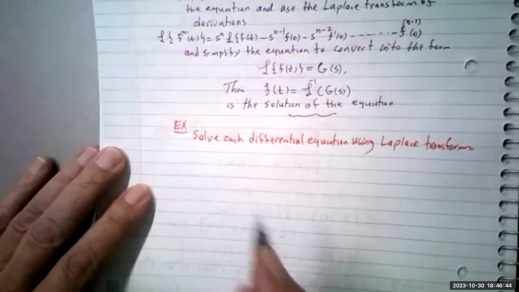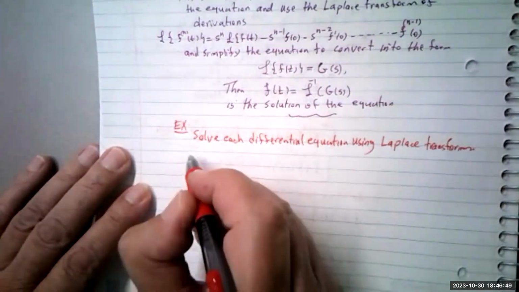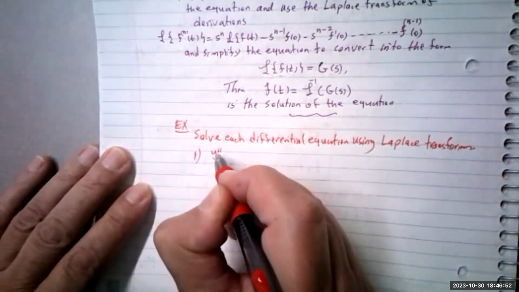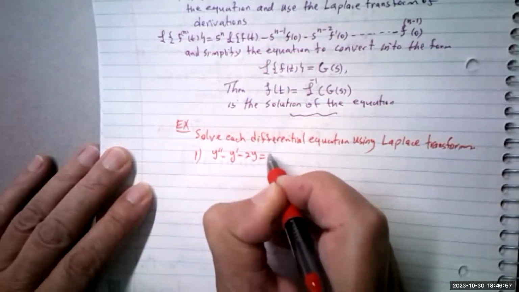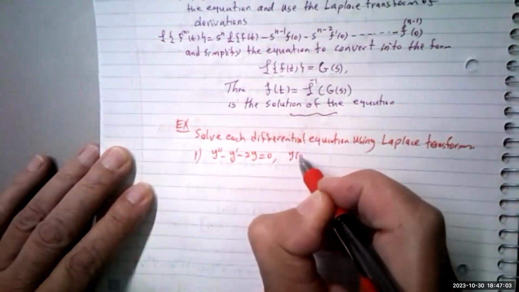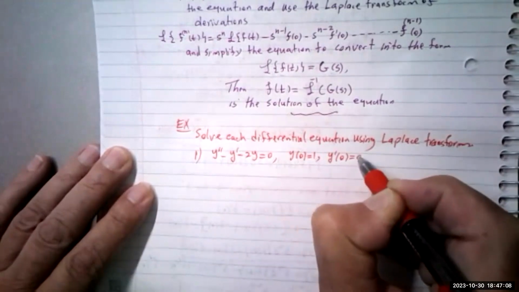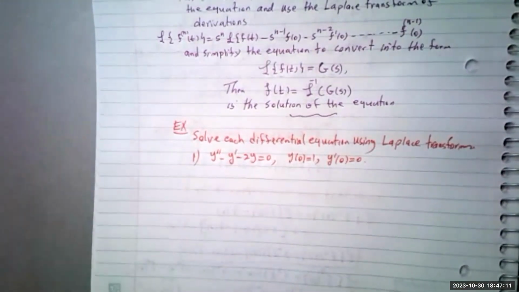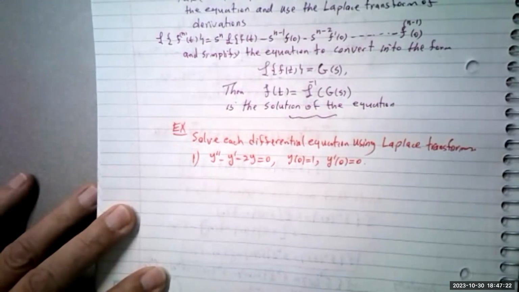The first one is this one. You have y double prime minus y prime minus 2y equal to 0. Initial conditions are y of 0 is equal to 1, y prime of 0 is equal to this. But I prefer the notation f of t. If you are happy using the notation y of 0, y of t, we don't mind, but that would be more familiar.